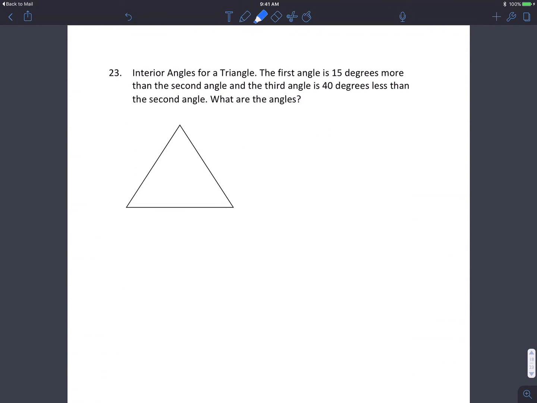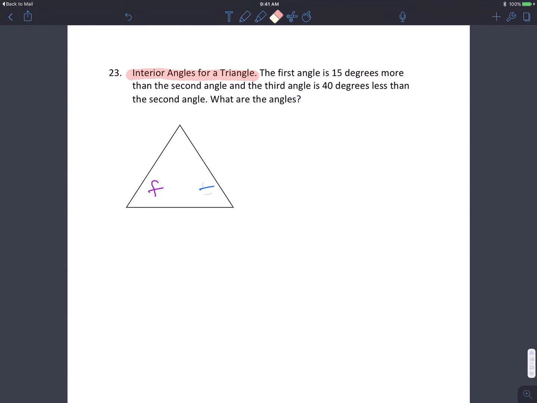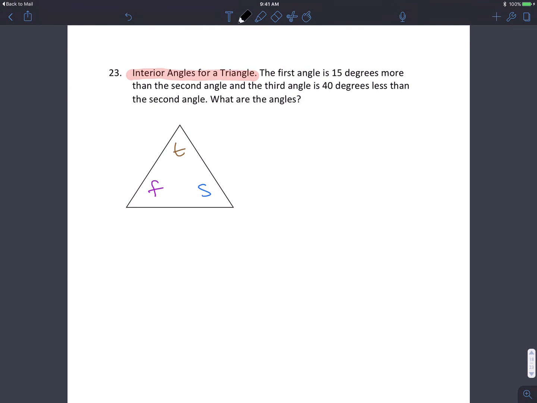Number 23. It's the same format. Your interior angles of a triangle. Now, again, we can say we have a first angle, a second angle. Be nice to know how to spell second. A second angle, and then we have a third angle. And algebraically, since we have interior angles of a triangle, that's first plus second plus third is 180.